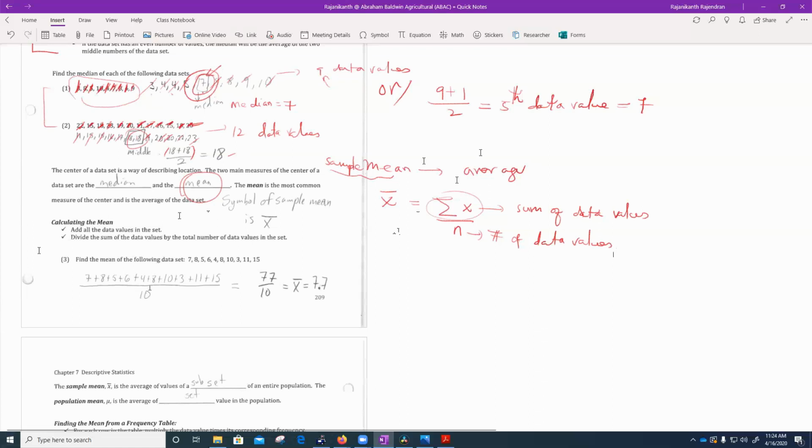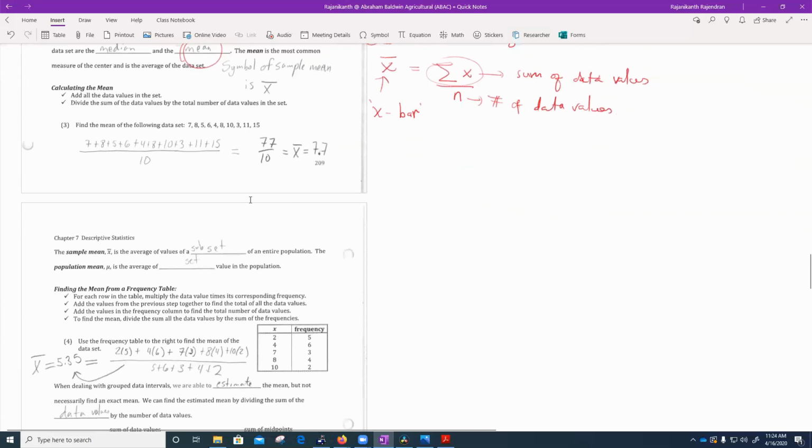So we read this as x bar. That is very simple, finding the mean. Add all the data values in the set, then divide the sum of the data values by the total number of data. If you want to write it as a formula, this is my x bar, that is summation of x over n. Now in this problem, my little n is 10. You have 10 data values, 1, 2, 3, 4, 5, 6, 7, 8, 9, 10. Therefore, my sample mean for this problem is 7.7.